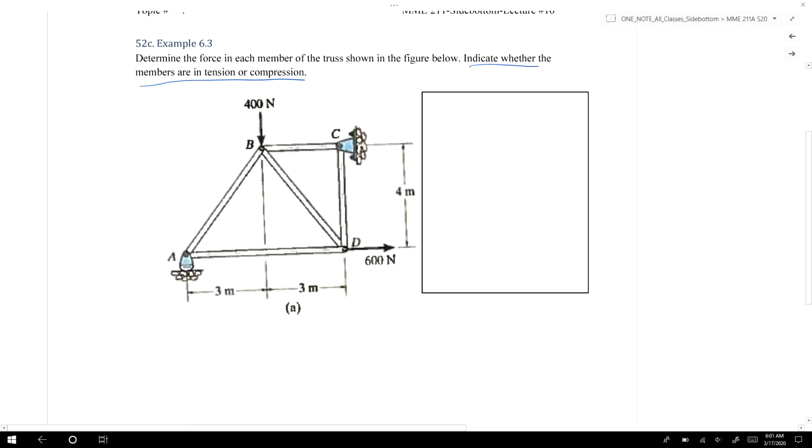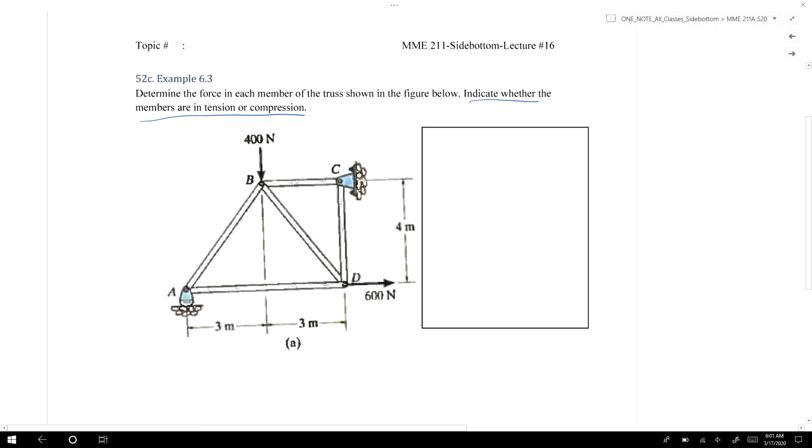So we have four members of the truss. We have member AB. So we have the force within AB, the force within BC, the force within AD, and then we have the force within BD. All right, so we have four forces that we're looking for. In order to determine those four forces, we can use the method of joints.